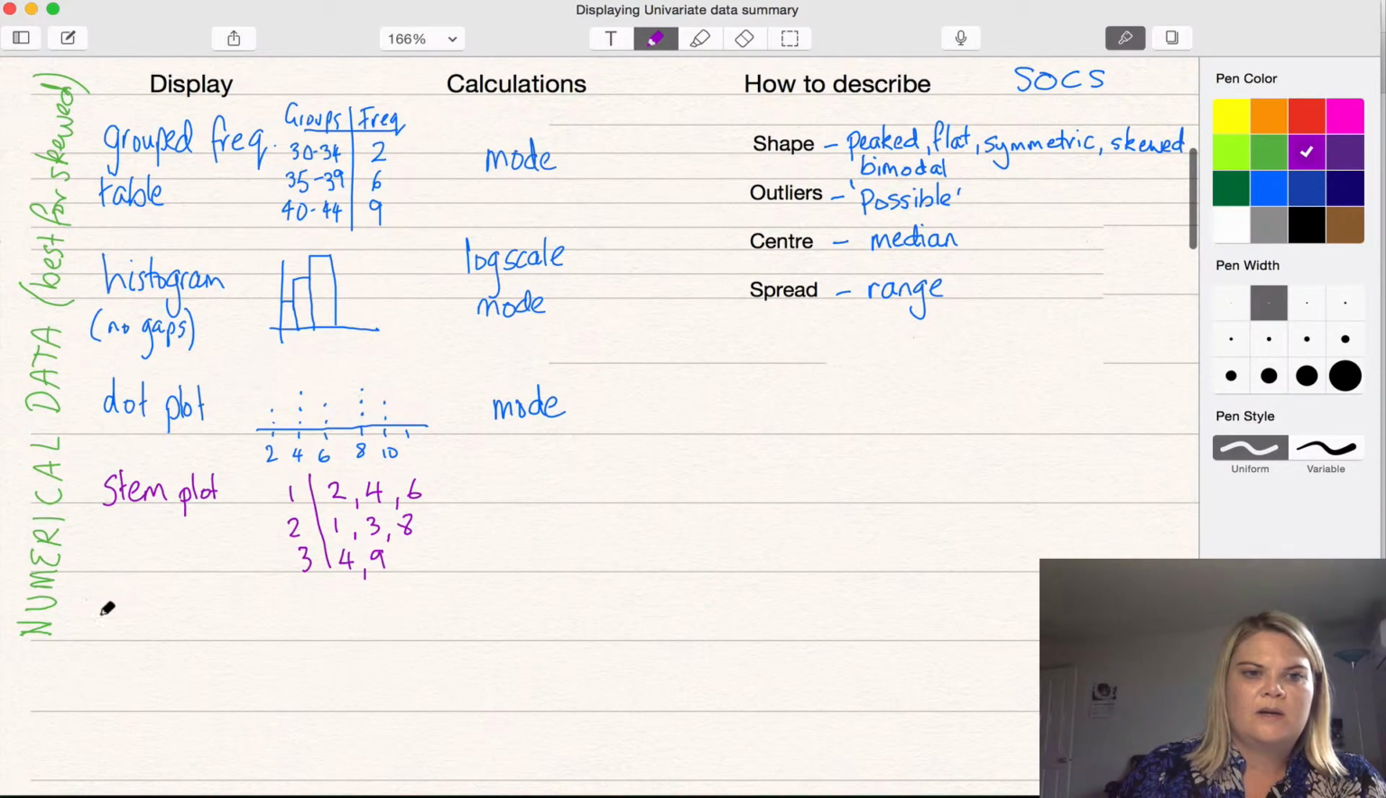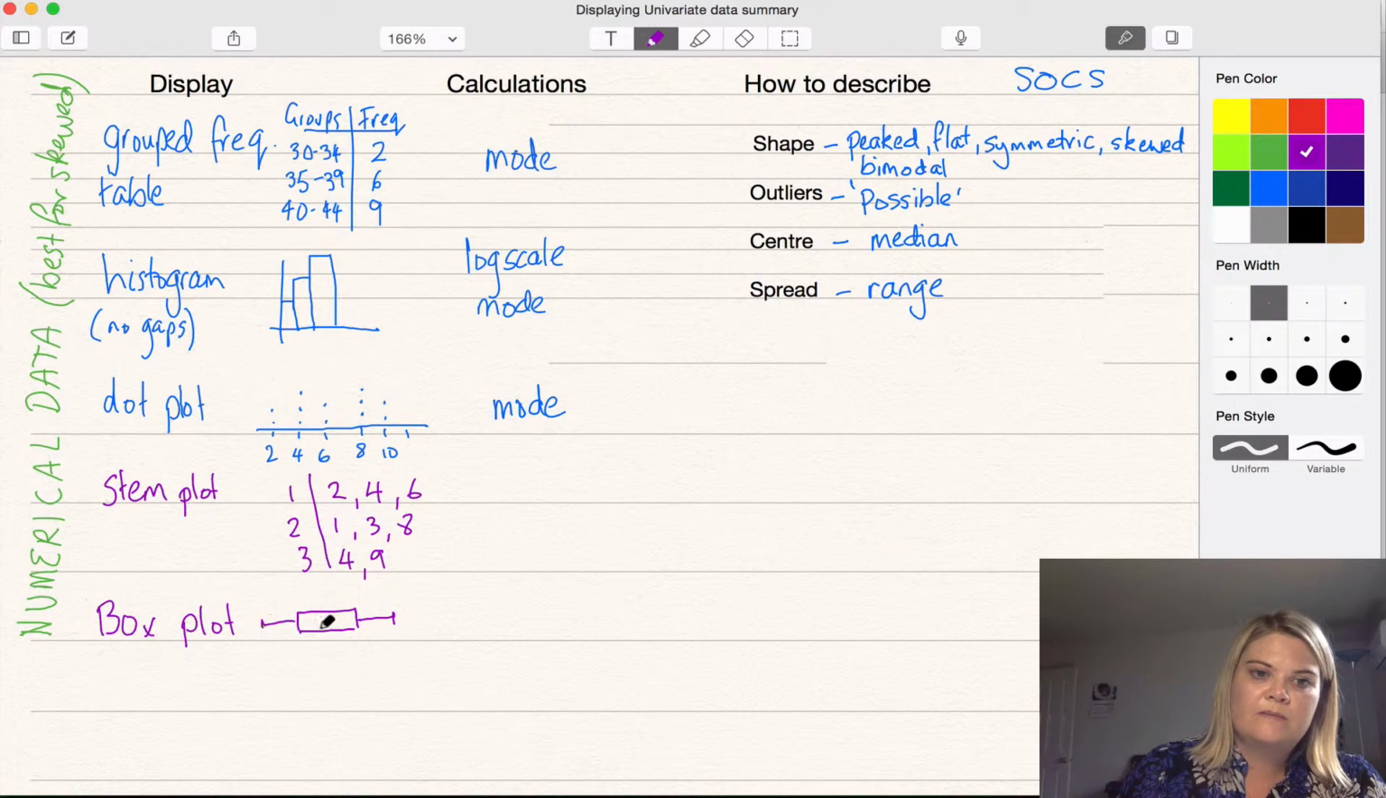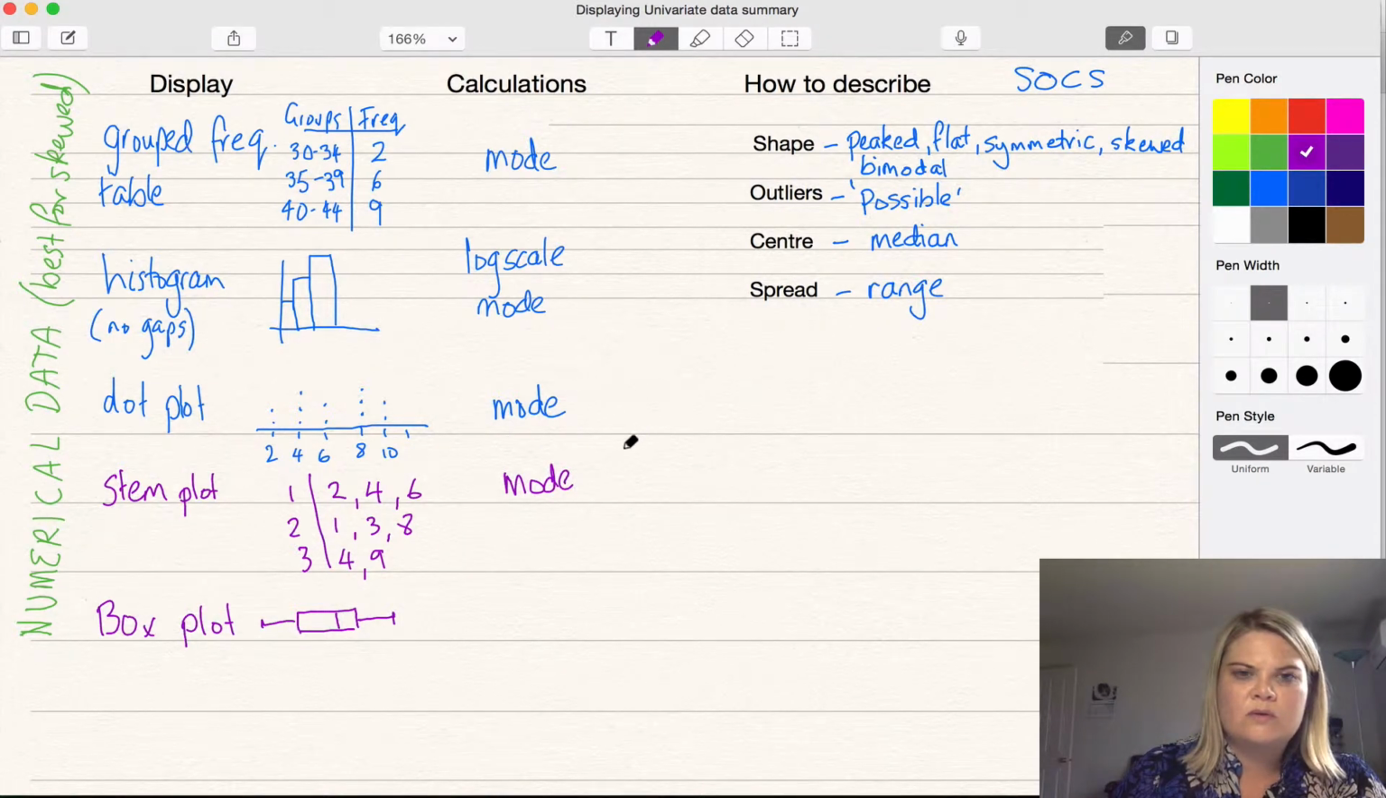Final one I want to leave enough room for is the box plot, which is the one that looks like a box, or box whisker plot. Looks something like this. It should have a median in there as well. Calculations for the stem plot, much the same. You can find the mode by counting up. You can find the median fairly easily.